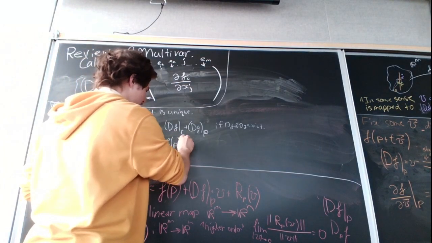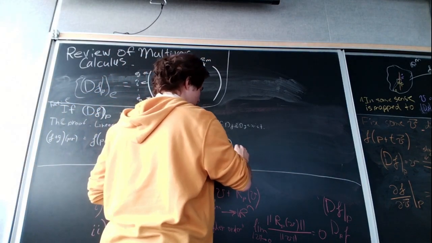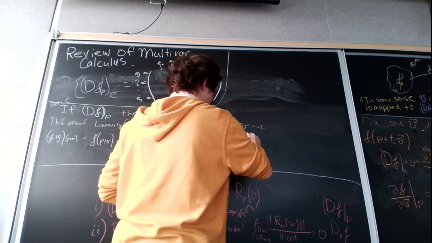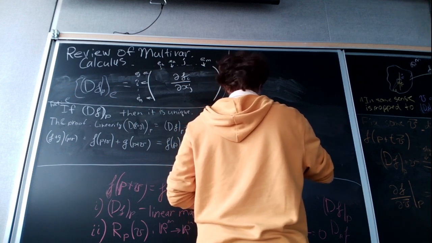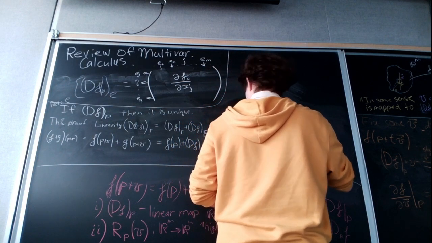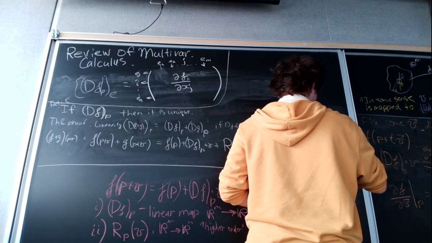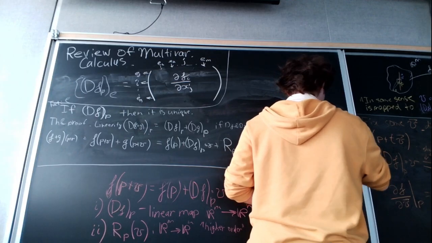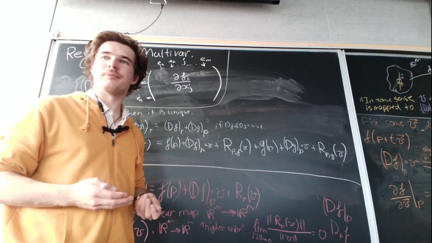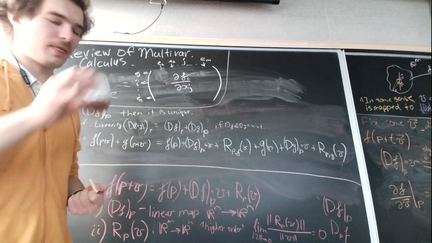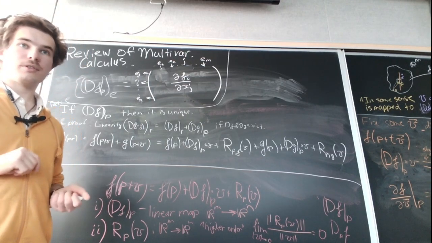I write it as f of p plus df at p applied to v plus some remainder r for f at v, plus g at p plus dg at p applied to v plus the remainder for g at v. Yes, this r piece, this higher order piece, is r because it's the remainder. Sorry, I should have said this earlier. Okay? Do you agree with this?